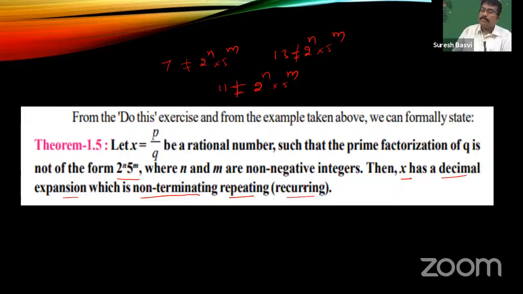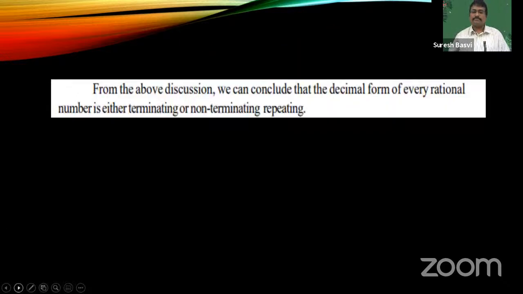So if denominators are not in the form of 2 power n into 5 power m, then we can easily say that they are non-terminating, repeating or recurring decimals. That's it. From the above discussion, we conclude that the decimal form of every rational number is either terminating or non-terminating, repeating.